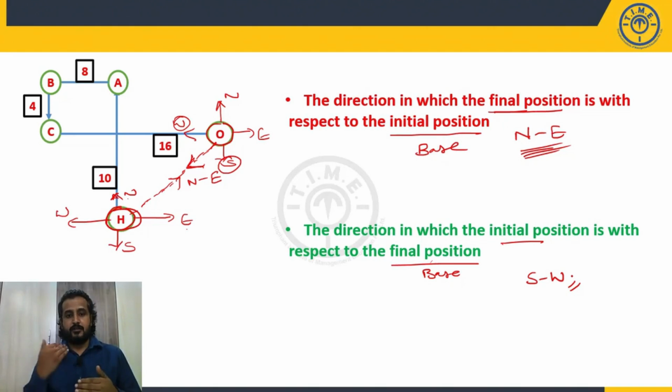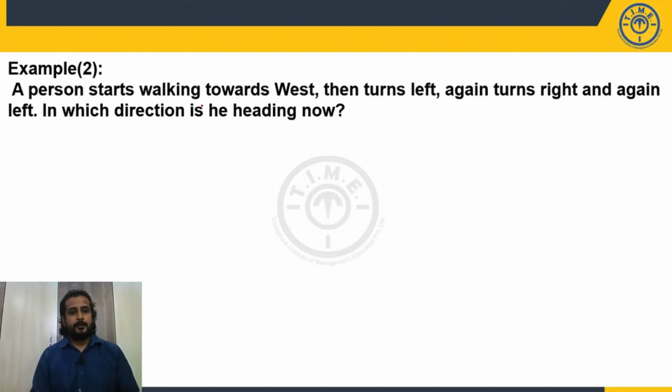So this is how we are going to identify the directions. So you know, right? Now how to identify the distances, how to identify the directions. We have discussed all 8 different questions. Fine. Now let's move ahead. So remaining all the questions will be based on this. So let's practice some more examples to get the clear idea. Now let's see example 2. A person starts walking towards west. Okay, distance is not given. Then turns left. Again distance is not given. Again turns right. And again left. In which direction is he heading now?